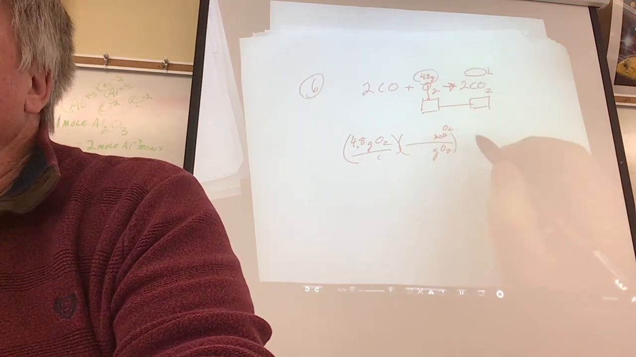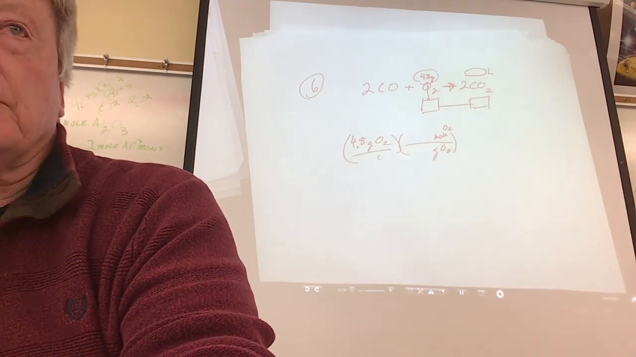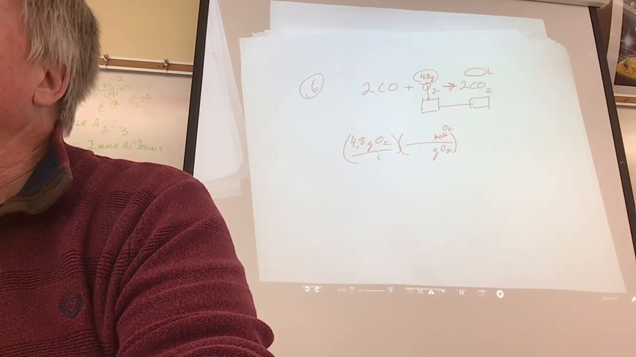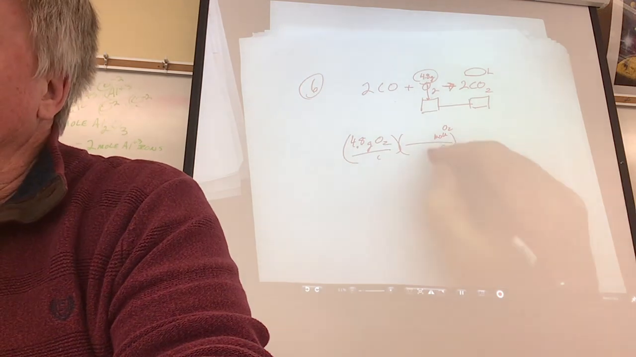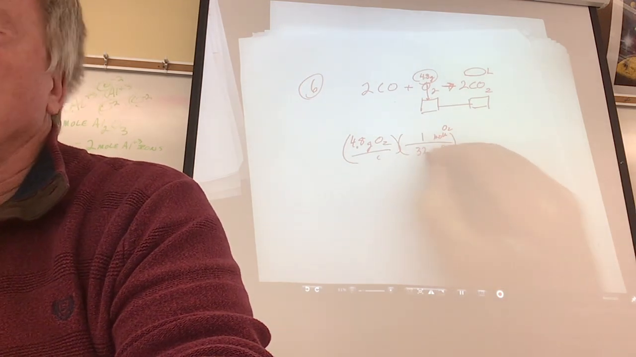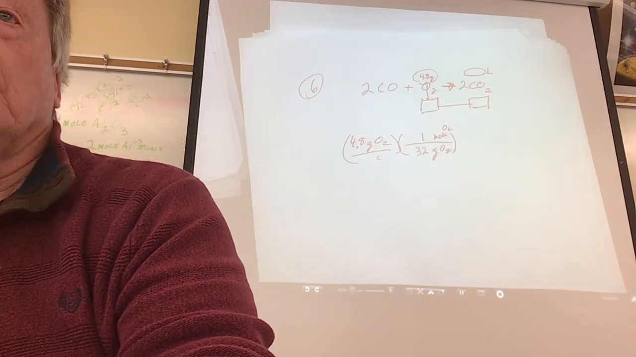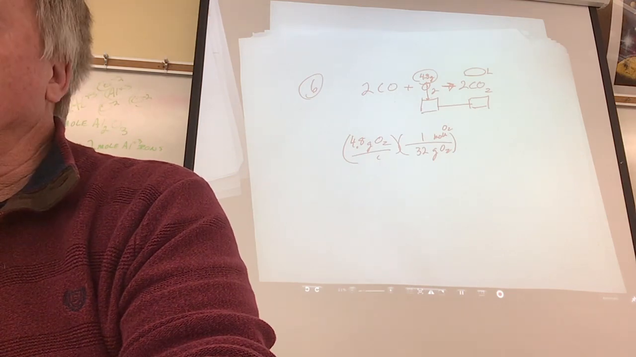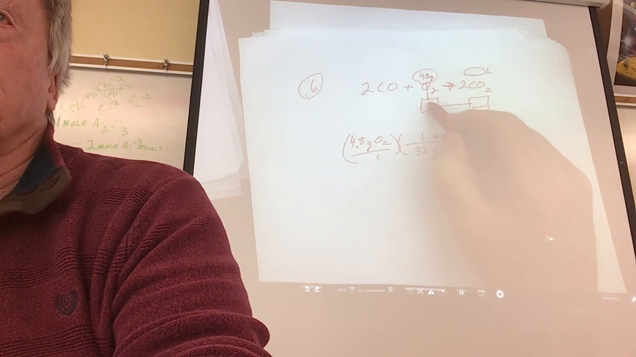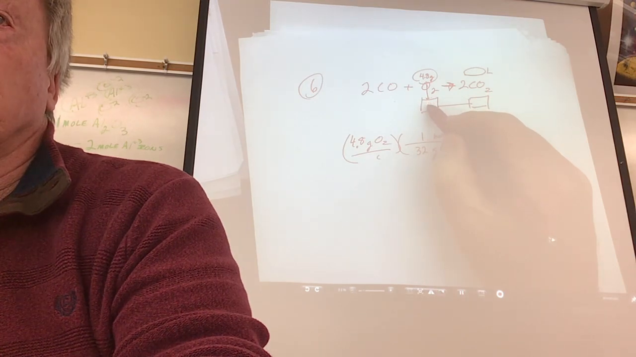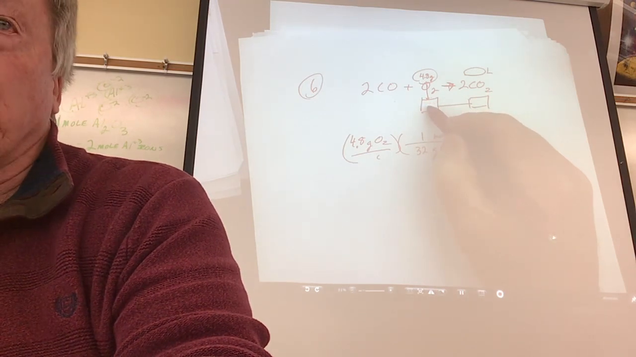Remember last chapter, the 3 equivalents? What do you know about O2? 1 mole of O2 is 32. Right? Now, let's see if you remember the shortcut. We're going to do it both ways. When you want to go down in the mole world, you what? You divide by molar mass.